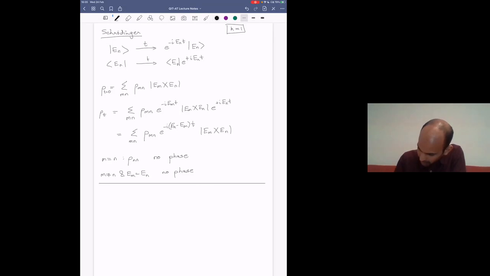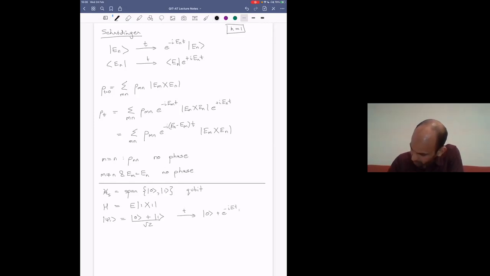So imagine that we had the following Hilbert space, which is one that you should be used to. It's the span of just two states, 0 and 1. So this is a qubit. And my Hamiltonian of the system is just E times the projector on the state 1. So it's essentially a qubit, and the energy gap between the ground and the excited state is just E. Then if I start with the state psi initial is (|0> plus |1>) over square root of 2, this in time becomes (|0> plus e to the minus i E t |1>) over square root of 2.